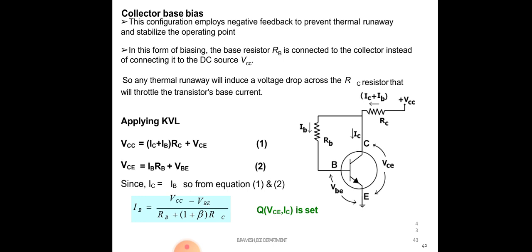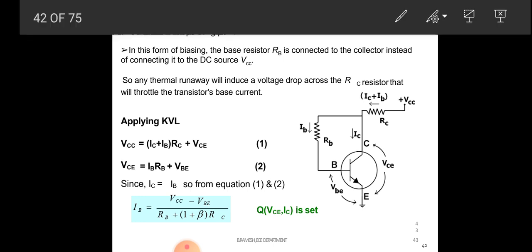Apply the KVL. VCC is equal to the current flowing in the RC resistor, where both currents flow, IB and IC: VCC equals IB plus IC into RC plus VCE, in the output side loop KVL. So VCE is equal to IB RB plus VBE. Since IC is equal to beta IB, from equation 192 you will get IB is equal to VCC minus VBE by RB plus 1 plus beta into RC. Substitute this formula in the stability factor.